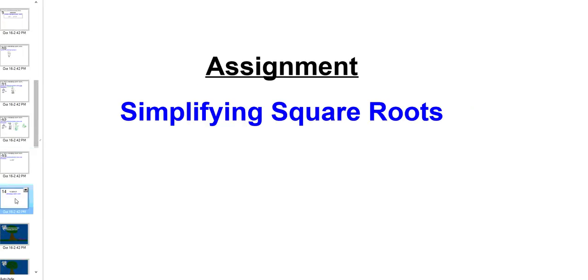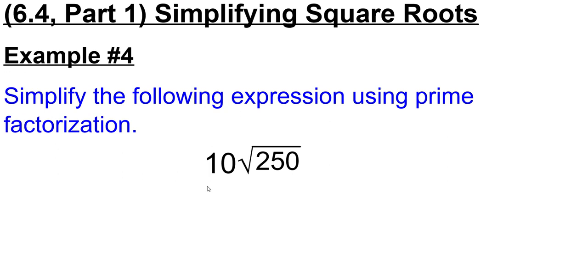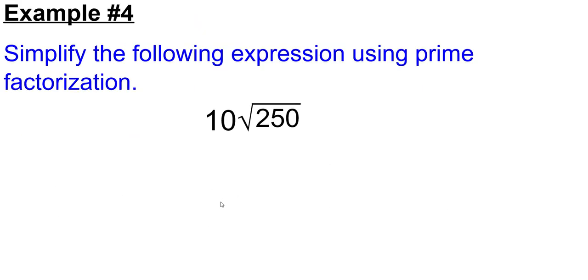All right, so simplify this expression using prime factorization. Same directions, just a slightly different problem because now we've got a constant out in front of the square root, but it's really not a big deal. We're just going to carry this 10 down throughout our problem, so we'll have 10 times something. So just ignore the 10 for a little while, focus on the square root of 250.